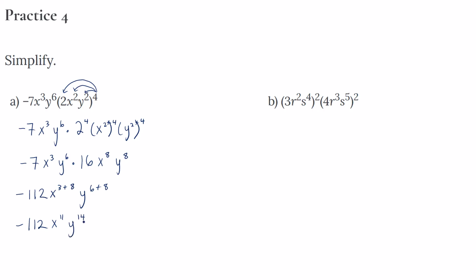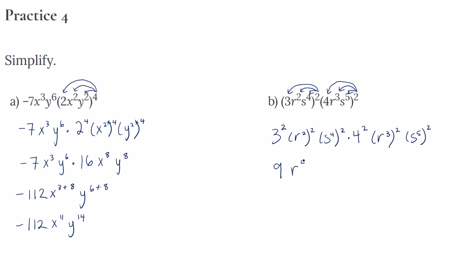Same with b. Before we start putting the powers together with the same base, we're going to have to apply these exponents outside of the bracket. So 3 to the power of 2, r^2 to the 2, s^4 to the 2, then this 2 gets applied to that 4, r to the power of 3 to the power of 2, and s to the power of 5 to the power of 2. So 3 to the 2 is 9, 2 times 2 is 4, 4 times 2 is 8, 4 to the power of 2 is 16, 3 times 2 is 6, and then s to the 10.